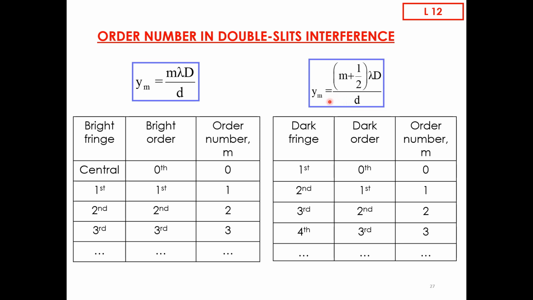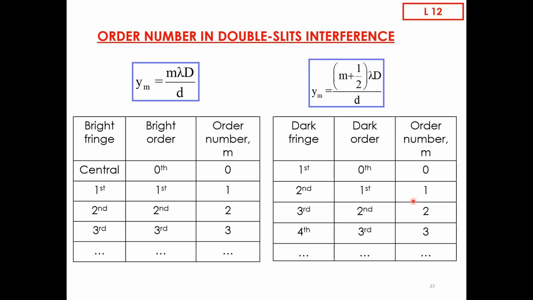Okay, the formula we use is y_m equals (m plus half) lambda D over d, where capital D is the distance to the screen and small d is the slit separation. For the dark fringe, the first dark fringe is called the zeroth dark order, so for the order number we use m equals 0. For the second bright fringe, we call it the first dark order, so we substitute m equals 1.